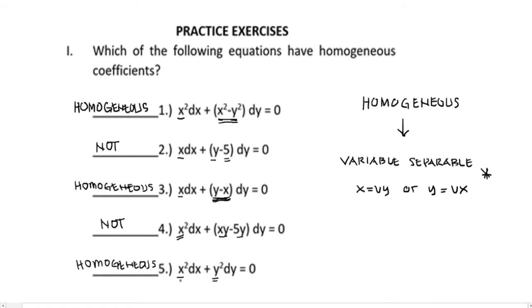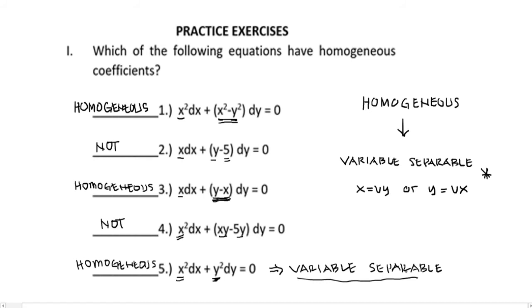However, for number 5, you notice our x squared here, and you have here the y squared, then the equation is ready for separation of variables. So for this number 5, this is also a variable separable problem. So if you are going to solve for number 5, do not use the solution for homogeneous equation, but rather you are going to use the solution for variable separable.